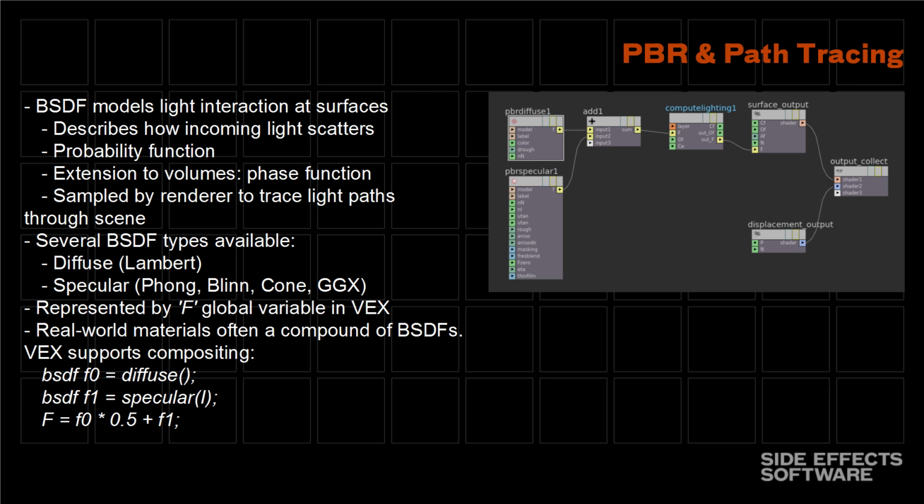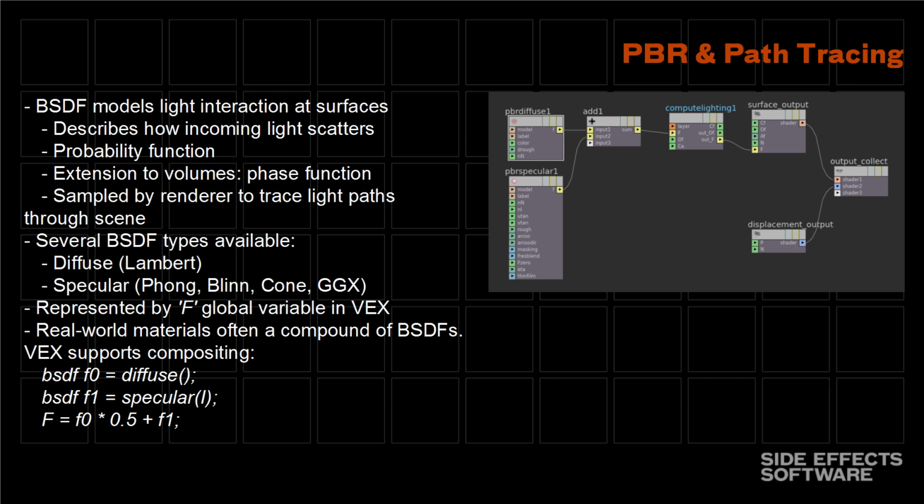We have a class of models that tend to give us the best range of results. There's a good range of output reflectance models that you can mix and match, and we'll look at the way compositing works with BSDFs as well. So we have things like the diffuse BSDF. We have a specular BSDF that has different microfacet models, Phong, Blinn, Cone, and GGX models, each of them with their relative strengths in terms of parameters and parameterization of the reflectance.